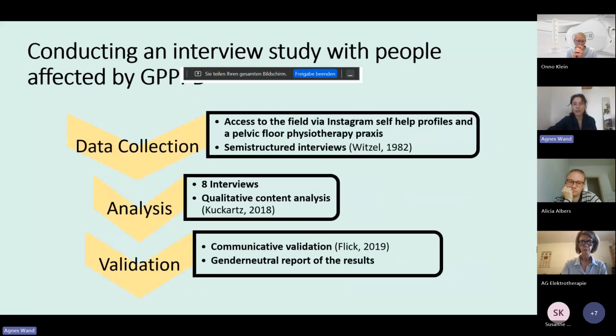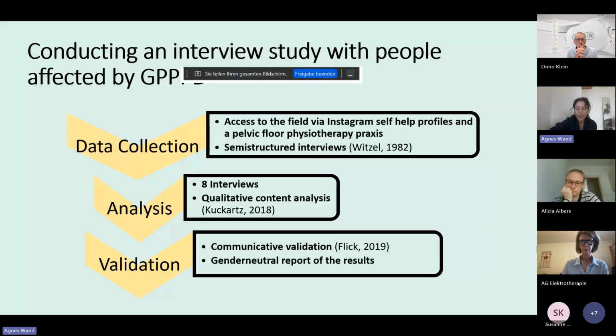So I decided to do an interview study with people affected by the condition for my master thesis. I accessed the field via Instagram self-help profiles and a pelvic floor physiotherapy practice, and I did semi-structured interviews. I took 8 interviews into analysis and did a qualitative content analysis. And for validation, I did a communicative validation.